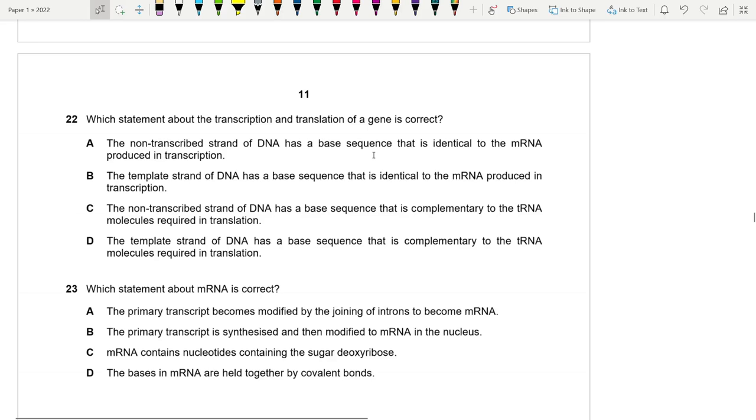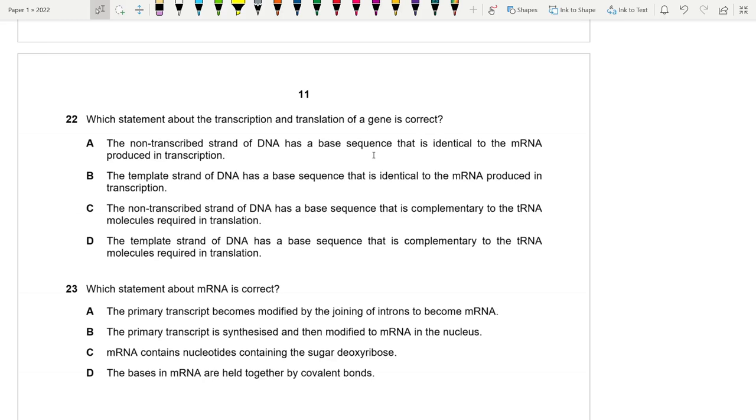20. Which statement about the transcription and translation of a gene is correct? The non-transcribed strand of DNA has a base sequence that is identical to the mRNA produced in transcription. Not really, because DNA does not have uracil, mRNA has uracil. Get it?